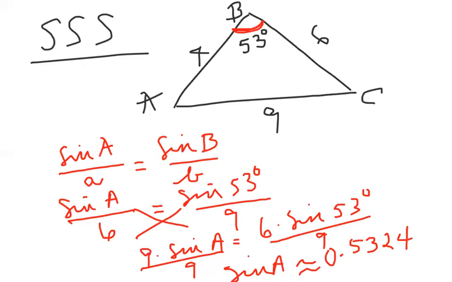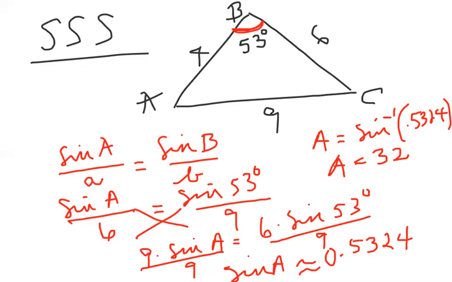So to figure out the angle measure, we're going to go ahead and do the inverse of sine of 0.5324. And this comes out to 32. And that's it, guys. Once you figure out the measure of angle A is 32, you have 2 angles of a triangle. It's very easy to find the third angle.